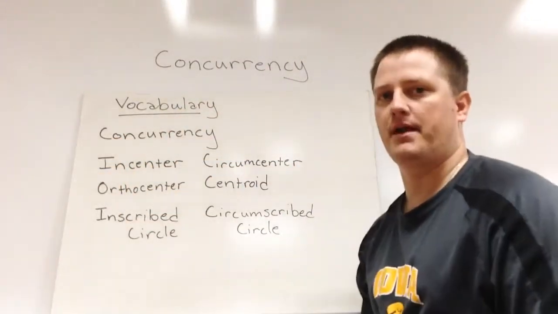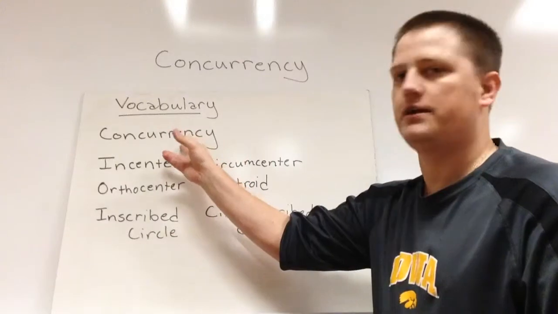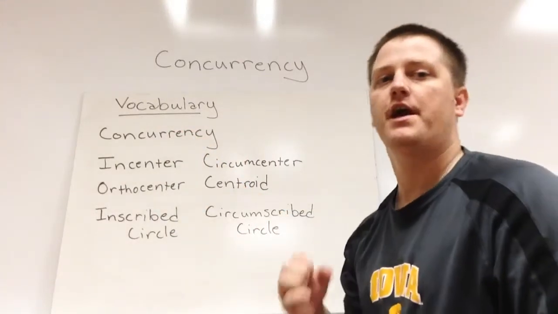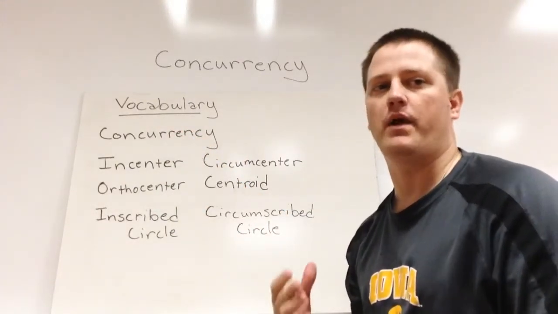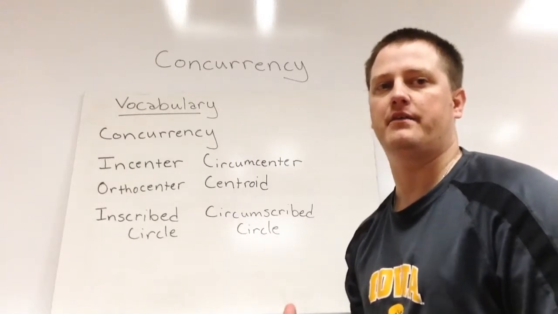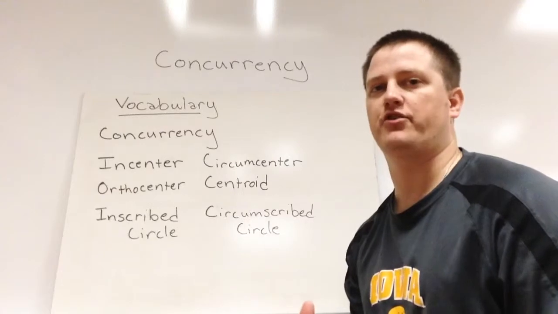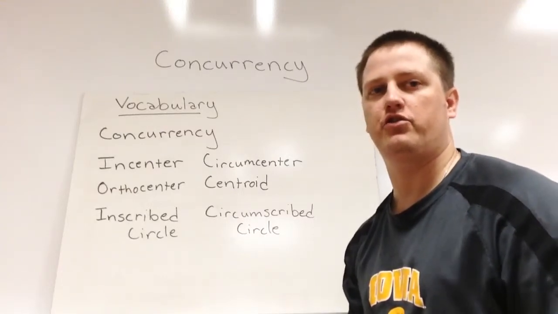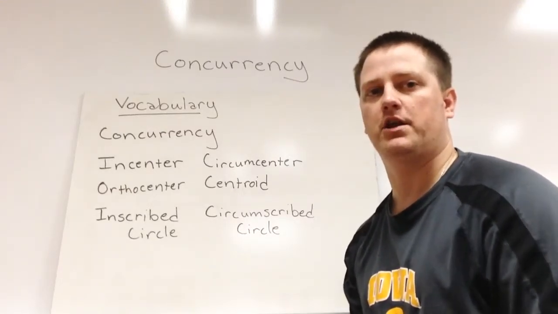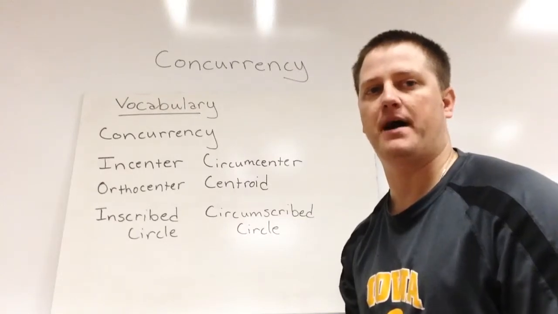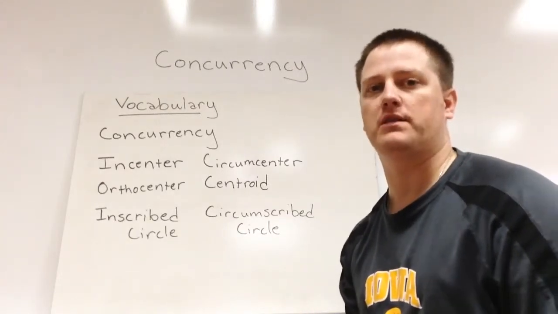Here are the vocabulary words. I'm going to start with concurrency. Concurrency is when three or more lines intersect at one spot. Okay, so it's kind of special. Typically, intersection is just two lines crossing, but we're going to look at what's special about it when it's three or more lines.